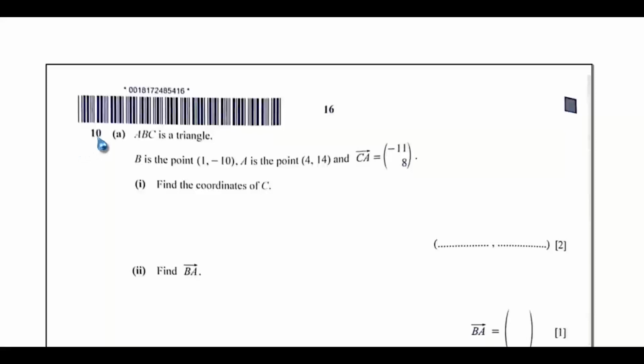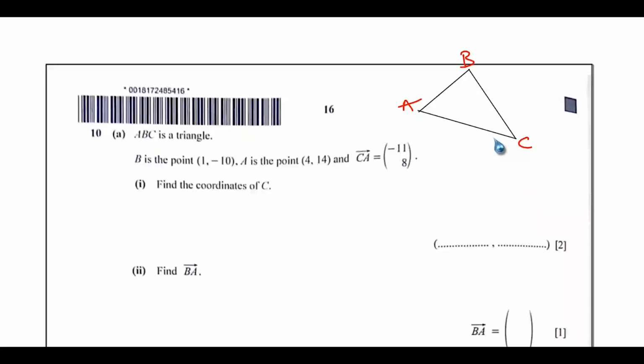Question 10. ABC is a triangle. B is the point (1, negative 10). A is the point (4, 14). And CA is equal to (negative 11, 8). So let's sketch the triangle. The triangle should be here, and this, and this. So this will be the triangle. So let's have point A here, point B here, and point C here.